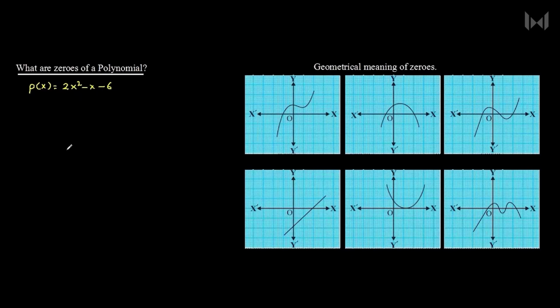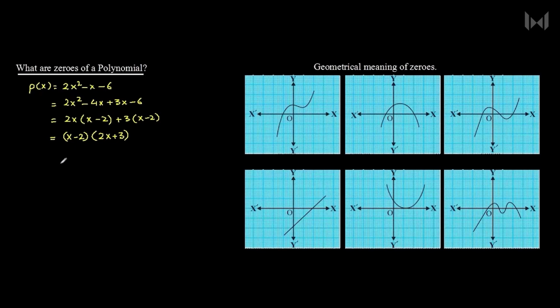If I factorize this, it will be 2x² − 4x + 3x − 6. That makes it 2x common, (x − 2), plus 3 common, (x − 2). That is equal to (x − 2)(2x + 3).